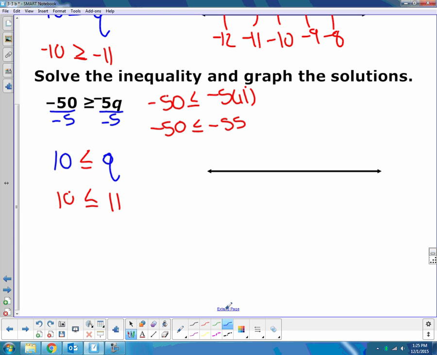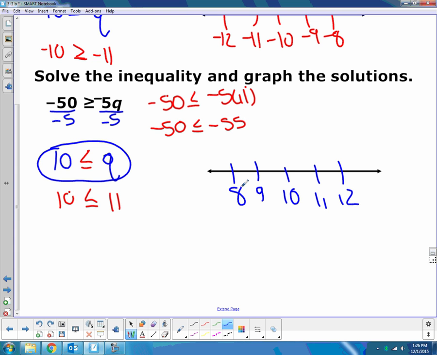And so the solution to this problem is that q is greater than or equal to 10. You solve it the same way. We just have to remember that if we divide by a negative or multiply by a negative, we have to flip that symbol around. Those are the strange things that happen when you deal with negatives and inequalities. So q is greater than or equal to 10. My arrow is going to go this way, and that would be our solution.